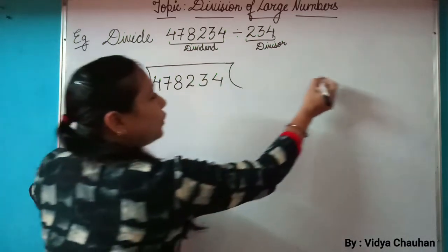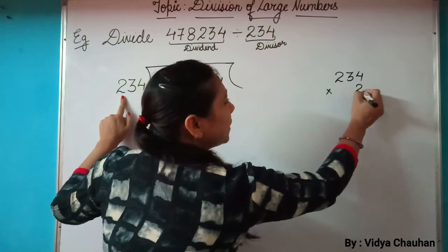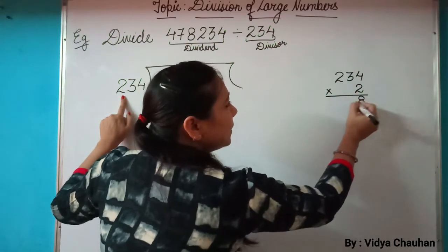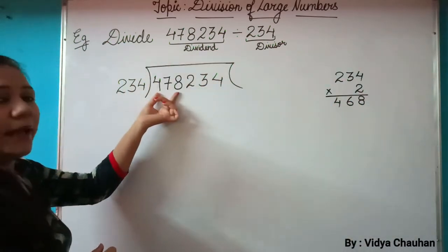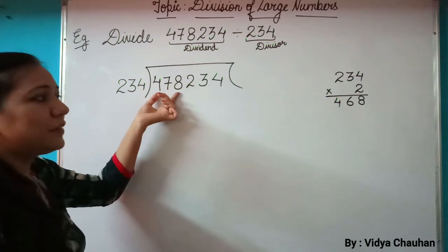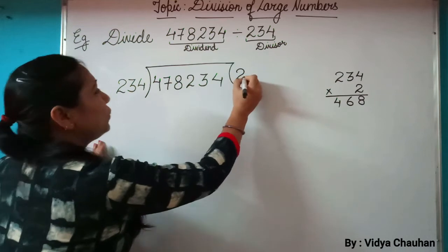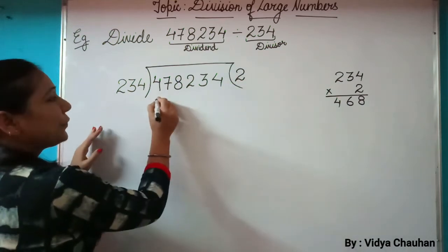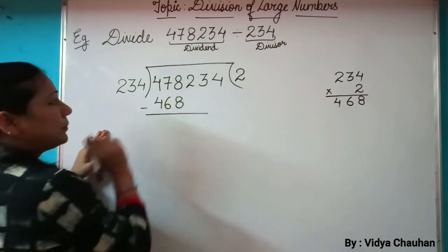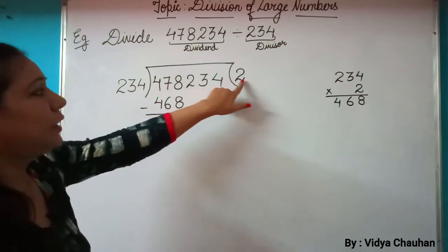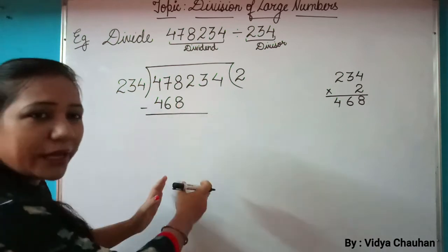So 234, very first I will multiply it by 2. 234 2s are, what is the answer? 2 4s are 8, 2 3s are 6 and 2 2s are 4. So am I getting something less than or equal to 478? Yes, it is 468. So we'll write 234 2s are 468. Please check once again. 234 into 2 gives you 468, and in this manner only you have to write.